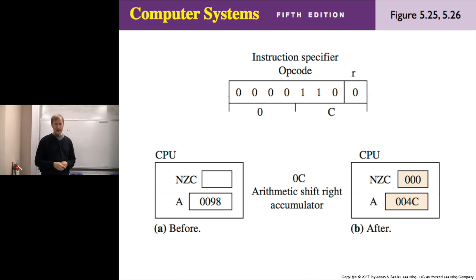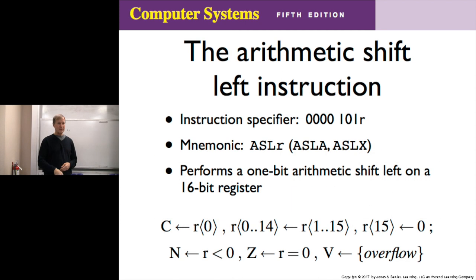And then here's before and after, figure 5.25 and 5.26. So if the accumulator has 0098 in it, and then you do an arithmetic shift right accumulator, what does it turn into? 004C. So if you write that out in binary, can you see that 9 is what? 1001 and 8 is 1000, so that gets shifted, and so that's 004C. Yeah? And then the arithmetic shift left is the same kind of thing, only it goes to the left instead of to the right. So now there's two versions, ASLA for arithmetic shift left accumulator, and arithmetic shift left index register is ASLX.